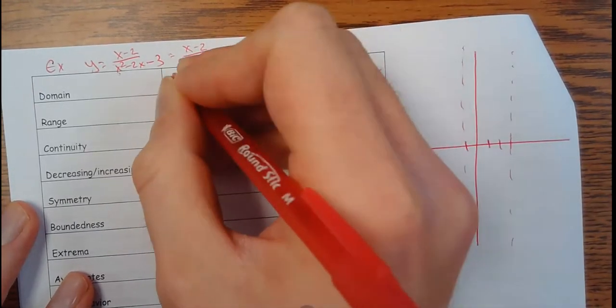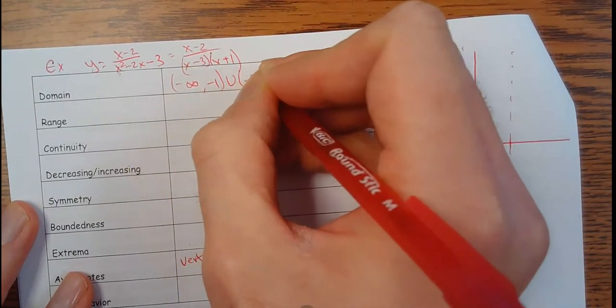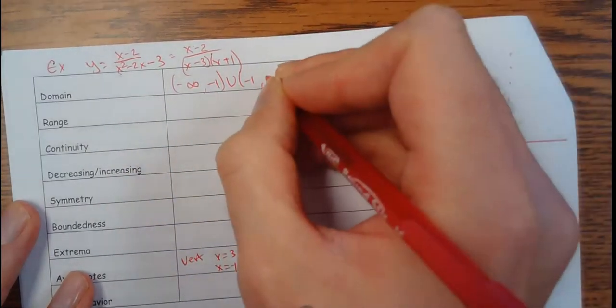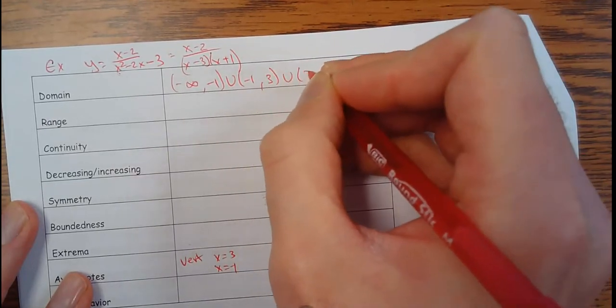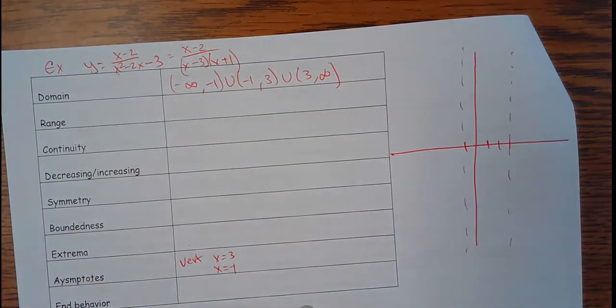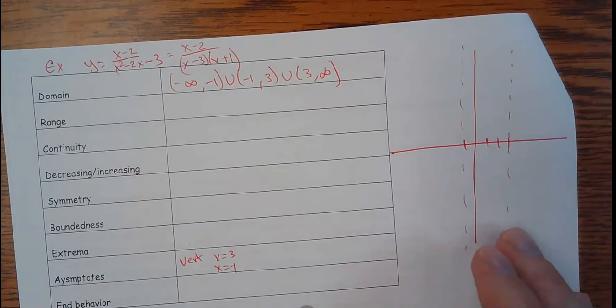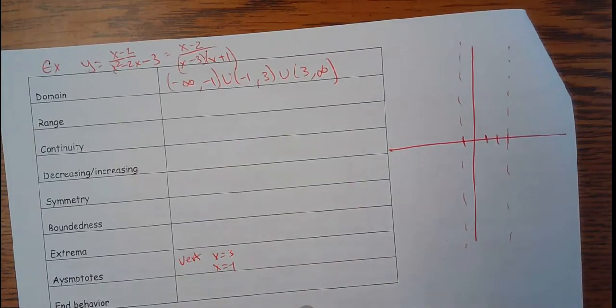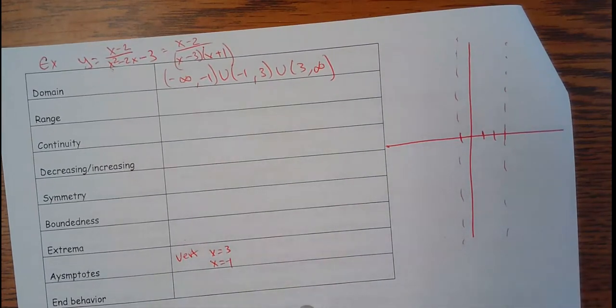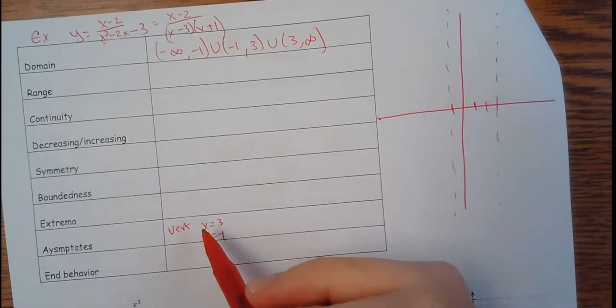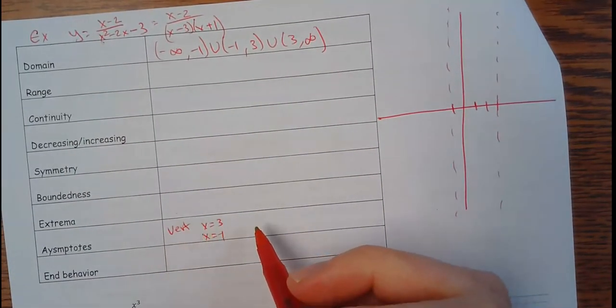And that'll tell me then up here, so my domain is going to be from negative infinity up to negative 1, negative 1 up to 3, and then from 3 to infinity. So these are the spots where it's not. So negative 1 and 3 are no good.